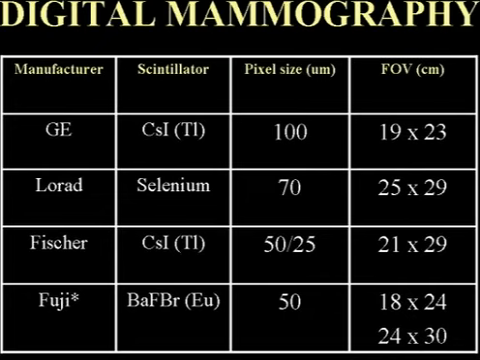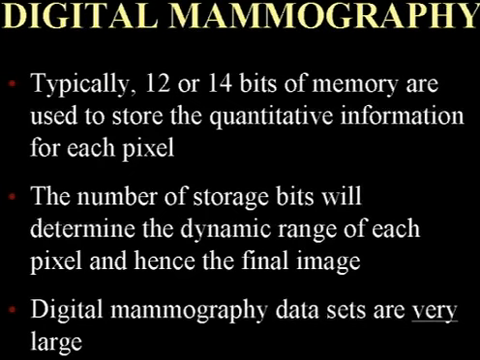The Fuji system, because it is cassette-based, comes in different sizes, just as would your screen film cassettes. Now, all we've talked about is the acquisition of the image.